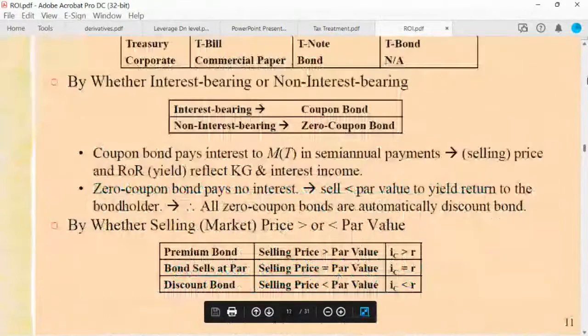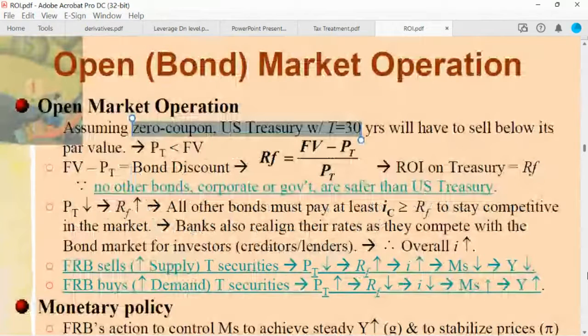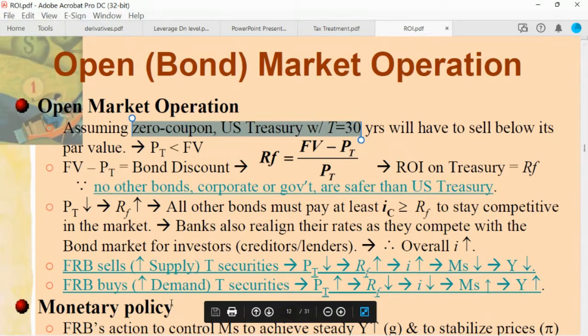So zero coupon bond, I already explained, is a non-interest bearing bond, right? It doesn't pay any interest. So think about it. If it doesn't pay any interest, there's no incentive for any investor to buy such a bond. But that's why they sell at a discount. They sell at a deep discount, right? So here's the example.